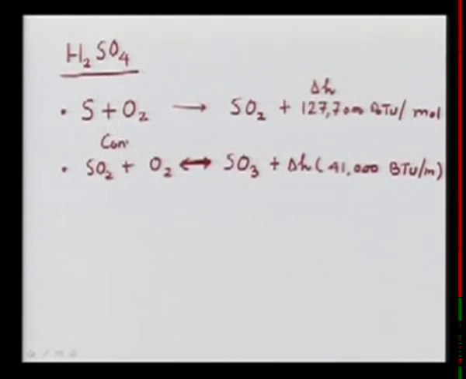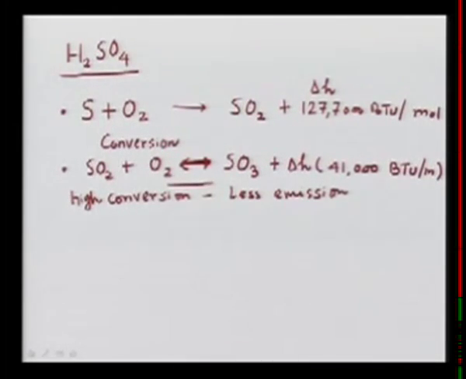So this step is what we call the conversion step. Let's write this as the conversion step. The simple rule is: high conversion, less emissions. So if you are successful in making this reaction go forward, that's where the success is, from the air pollution point of view as well as from the production point of view.